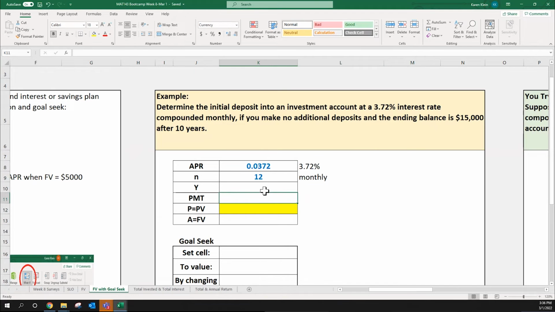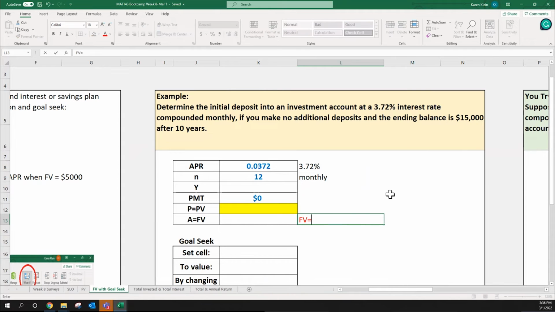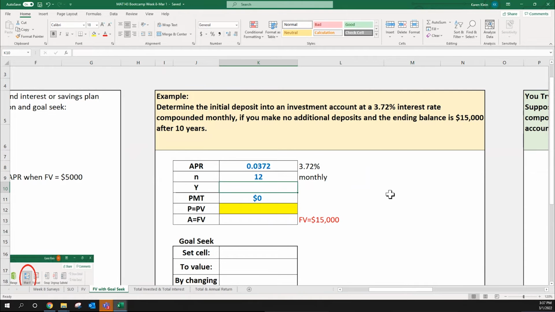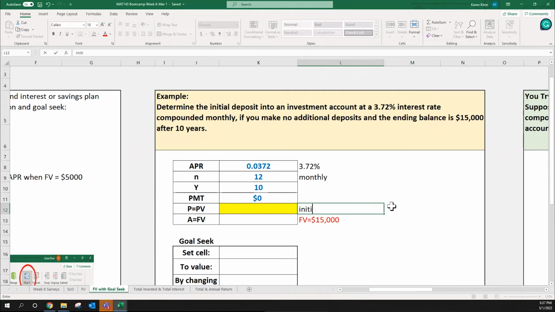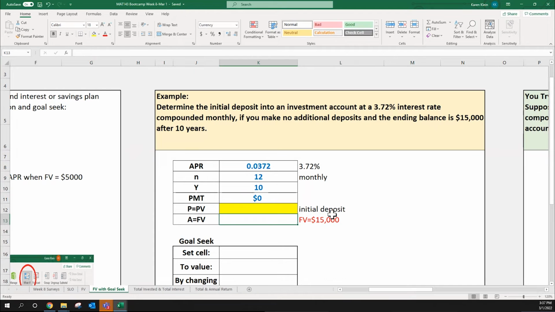If you make no additional deposits, so our PMT is going to be 0. And they're telling us that our ending balance is going to be 15,000. So in the end, your PV is going to be equal to 15,000. And that's going to occur after 10 years. So our missing input is going to be this initial deposit. So this is what we're looking for.